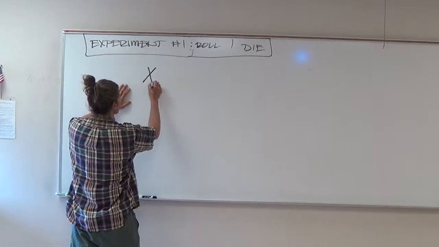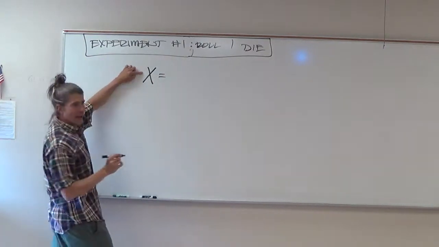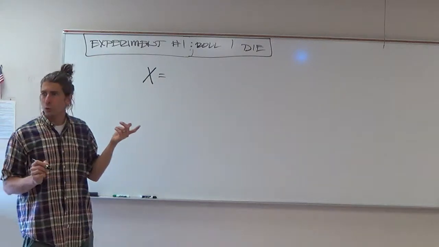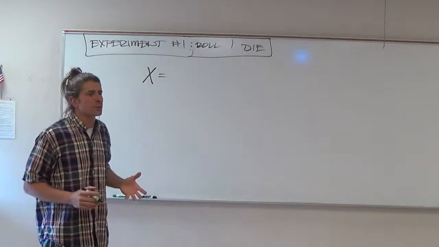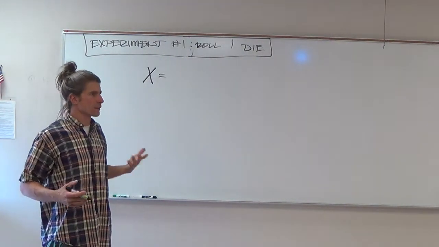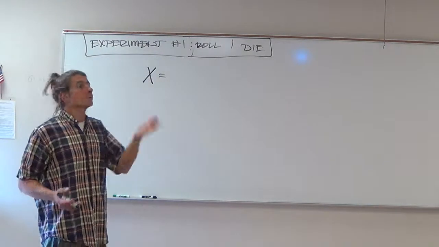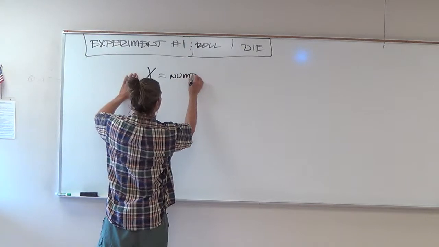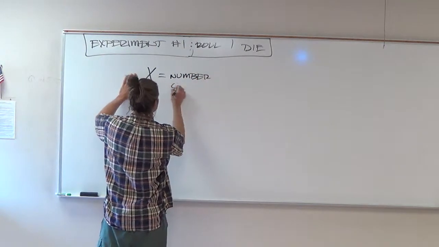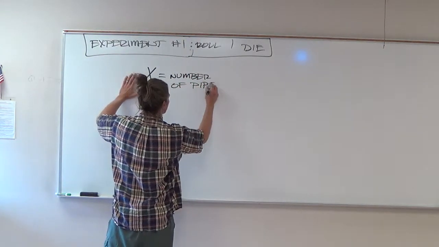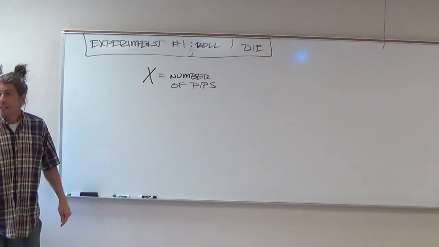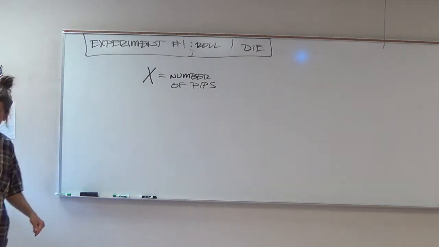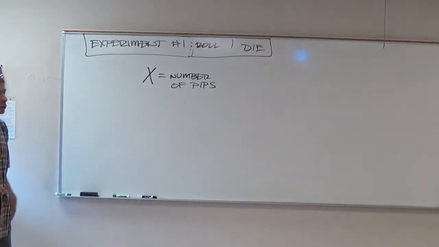So we're going to make an X column. And that X is going to be the data that we have collected. What is the data that we're interested in? What did I have you guys write down in this particular case? The number that we fell on. The number of pips, I believe they're called, that you see when you roll a die.